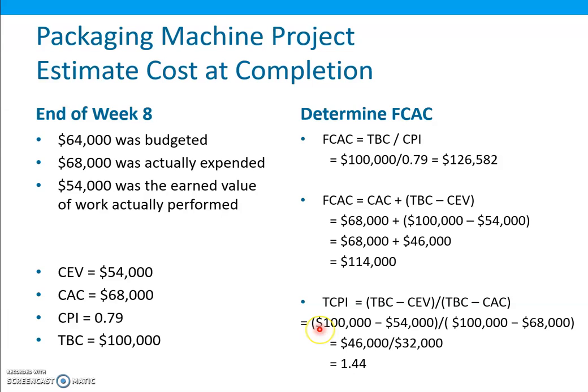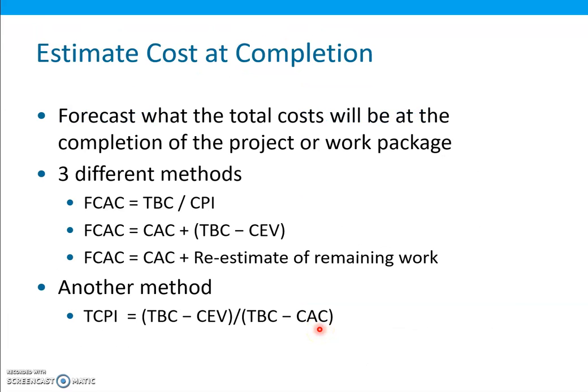And then there is a third method as well. The formula is: forecasted cost at completion is equal to cumulative actual cost at completion plus re-estimate of the remaining work. This is a more practical approach. Whatever the cost has been completed now, and then the remaining work is estimated.